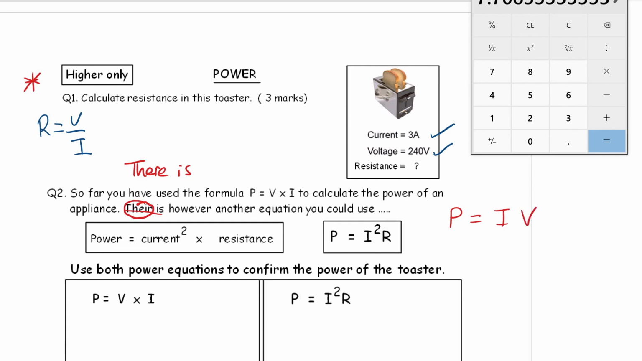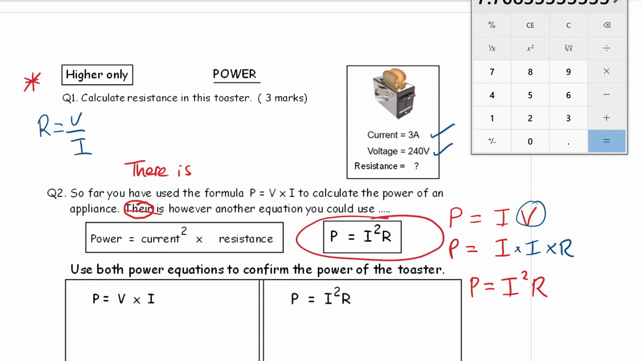P equals I times V. If you substitute for V, and I'll change the colour, so rather than writing V, V equals I times R. So we multiply that by I times R. So I times I is I squared. So it's just two equations. This is just two equations in one. Two become one.